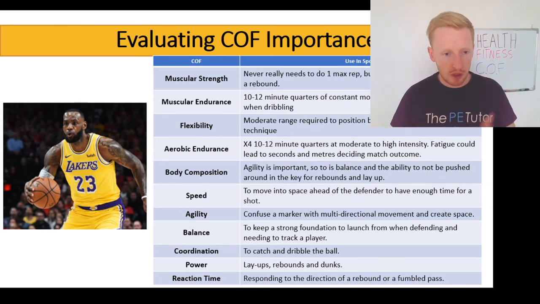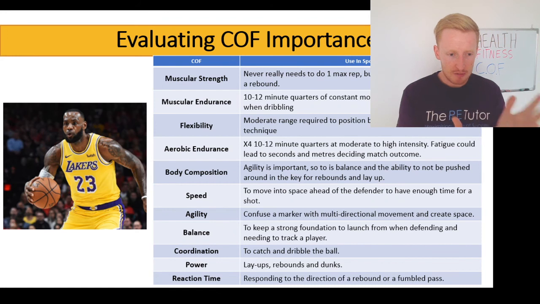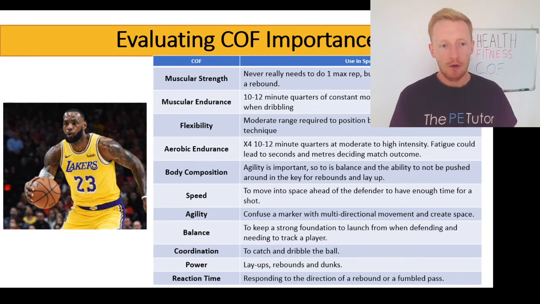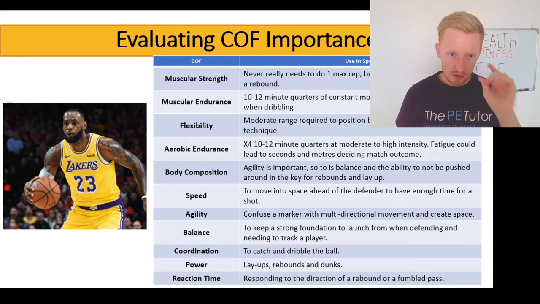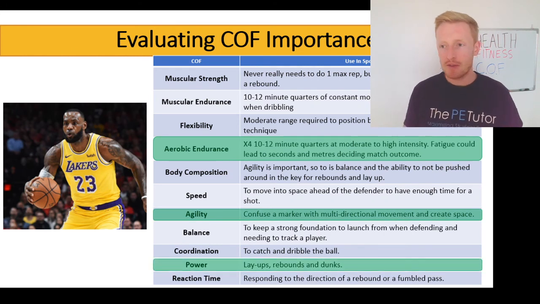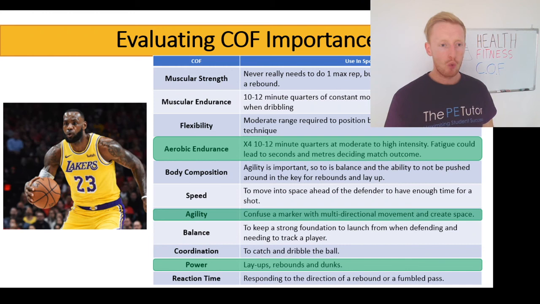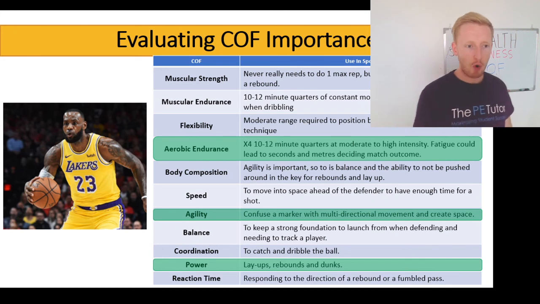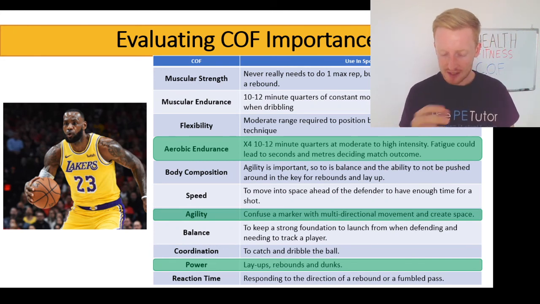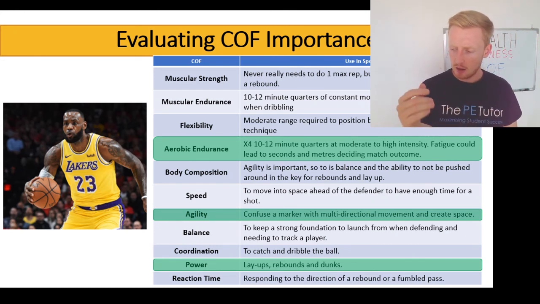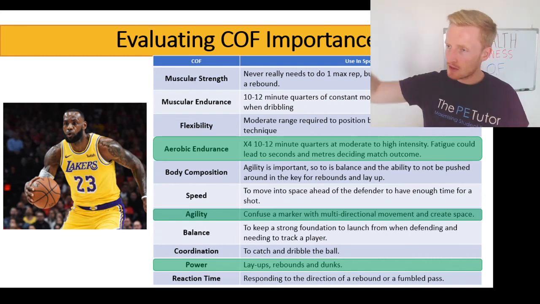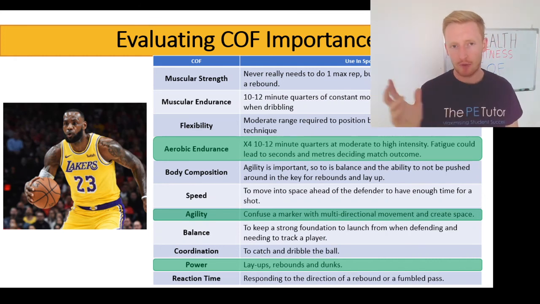Aerobic endurance, body composition, speed, agility, balance, coordination, power, reaction time. Obviously they all play a part, but what I wanted to draw out were the three that I think, when you weigh up the pros and cons, LeBron here would benefit from most. Now I've put down aerobic endurance because I said literally 10 seconds ago that we might be going from sprints to lower intensity movements up and down the court.